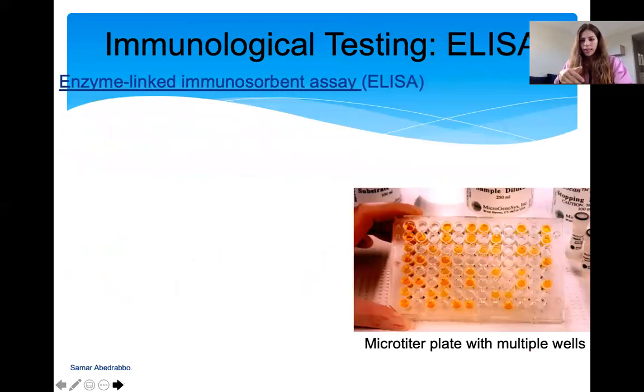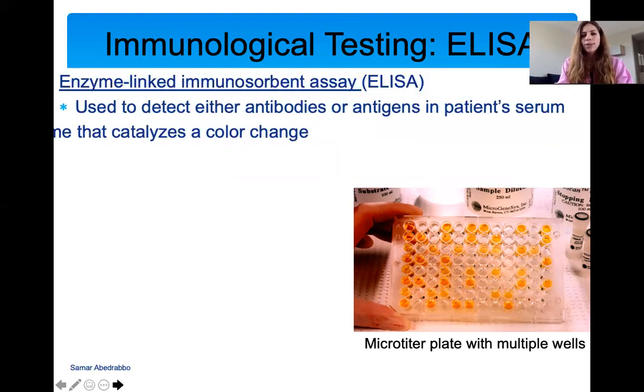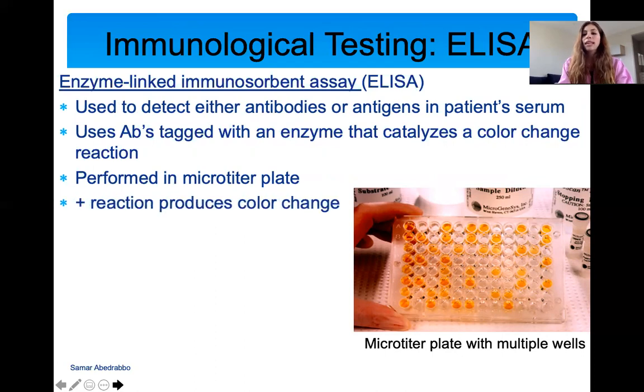So that was the fluorescence antibody testing. There was direct and indirect. Now we're going to talk about ELISA, which stands for enzyme-linked immunosorbent assay. This is used to detect either antibodies or antigens in a patient's serum, or the fluid portion of their blood. And this is what they're doing with one of the coronavirus tests: an ELISA test.